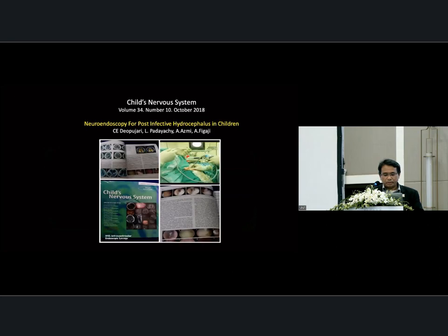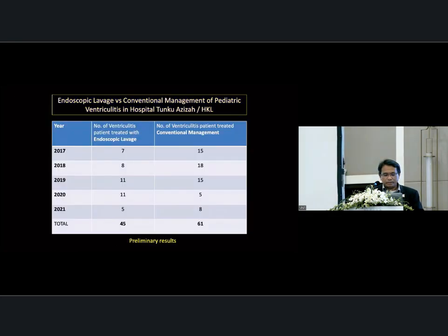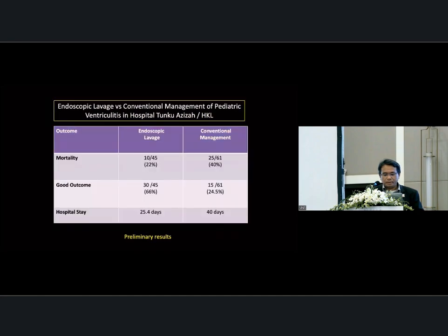We published part of our description in Child's Nervous System, and we are also conducting a prospective analysis, still ongoing, collecting data from 2017 to 2021. We compare a group of patients with ventriculitis treated by endoscopic lavage versus those treated with EVD alone. These are preliminary outcomes; the details will come out later. Looking at mortality, those who received endoscopic lavage had a lower mortality, about 22%, compared to conventional management, which is about 40% in this series. Initially it was worse, about 70%, but now with more meticulous antibiotic use, and yet, without lavage, the mortality remains high at about 40%.